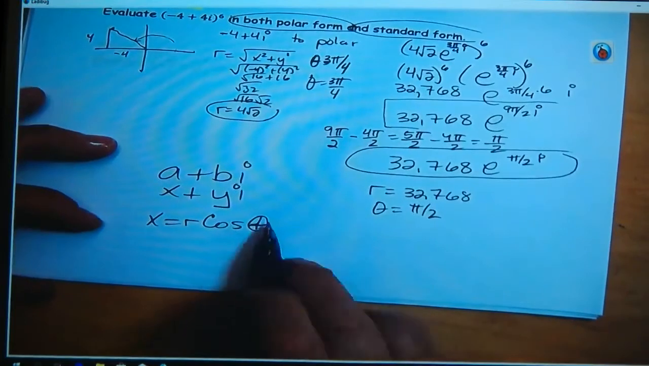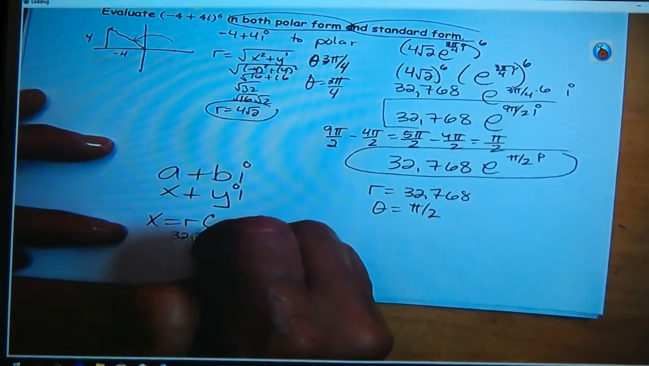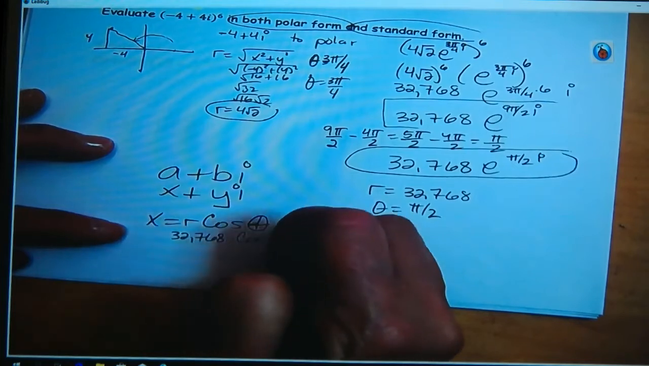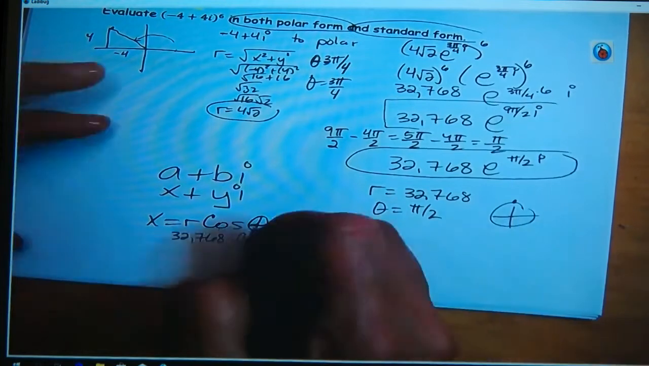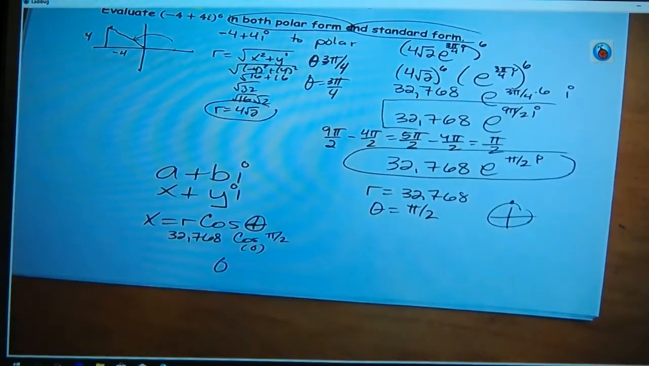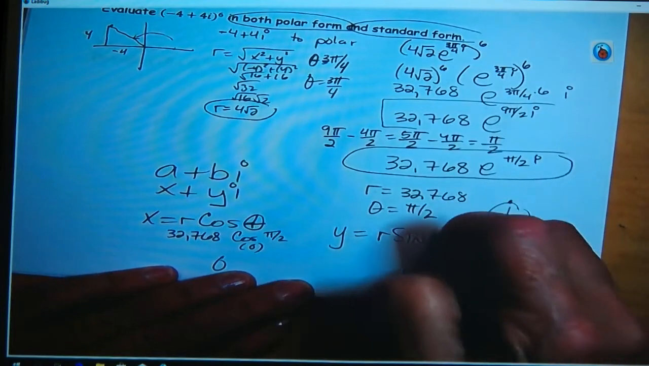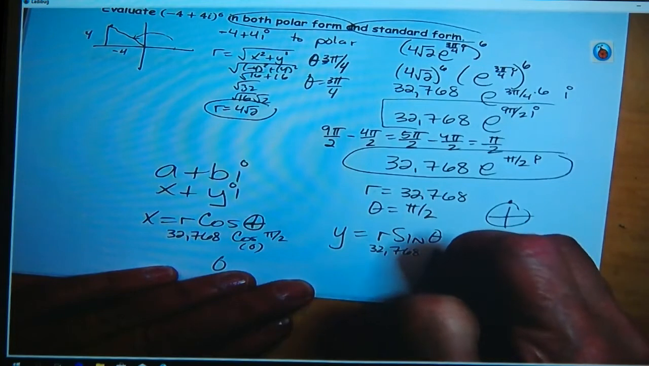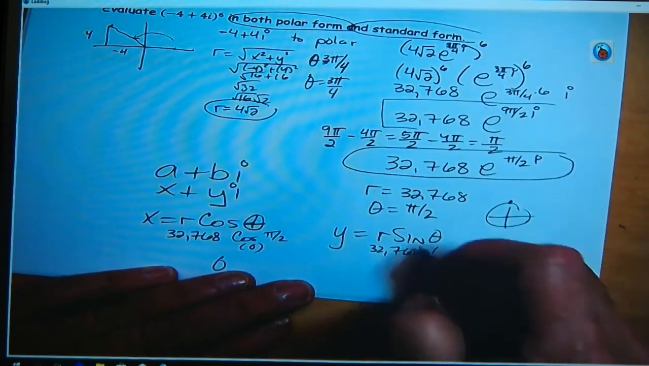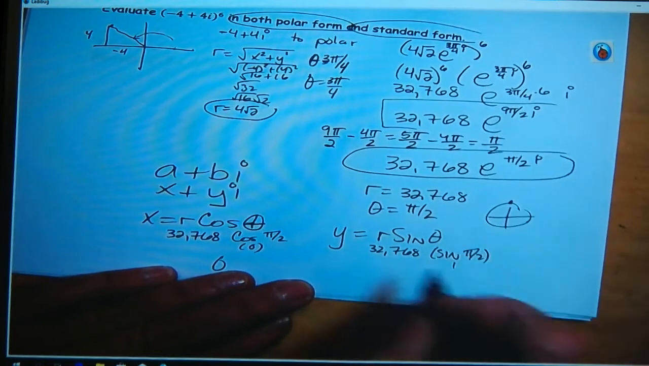So let's take 32,768 times the cosine of pi over 2. And if you remember, on your unit circle, the cosine of pi over 2 is 0. So that's 0. And my y equals r sine of theta. That's going to be 32,768 times the sine of pi over 2, which is 1.